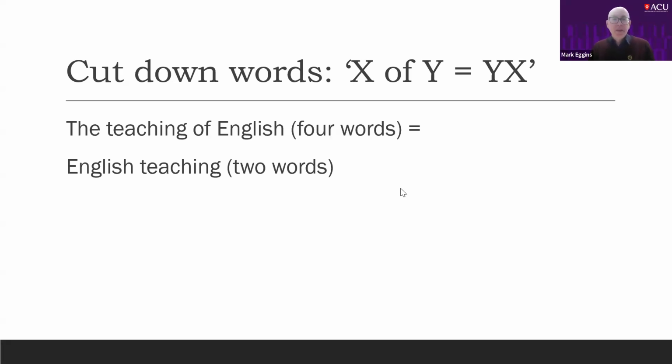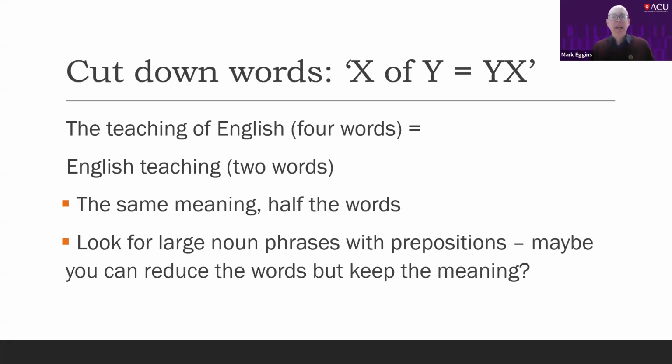So, the principle there is that if you have a large noun phrase, a thing with a preposition like of, in, with, to, maybe you can reduce the words but keep the meaning. That's always a good thing because then you've got more words to say something more about something else. Therefore, you are doing more on the topic, and that will be a greater contribution. Also, should get you a better mark too. And it's easier to read.